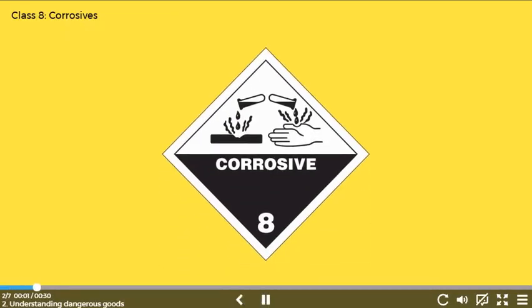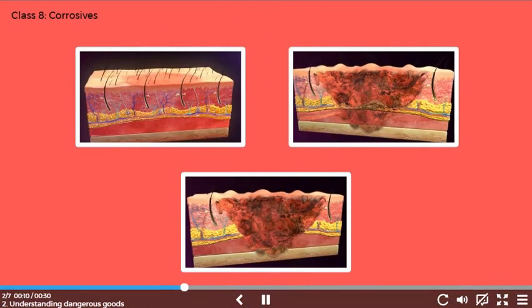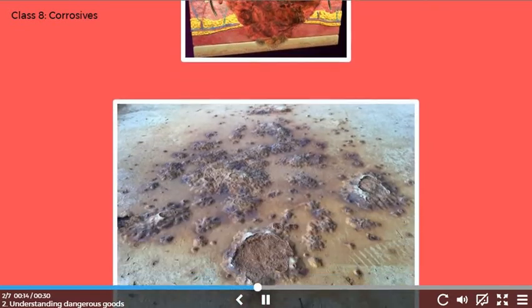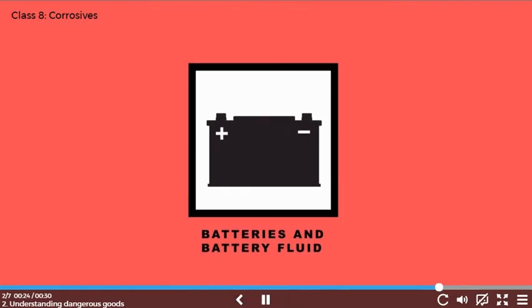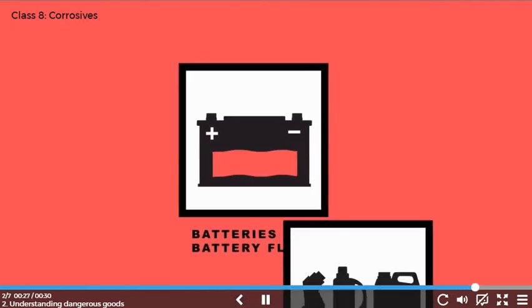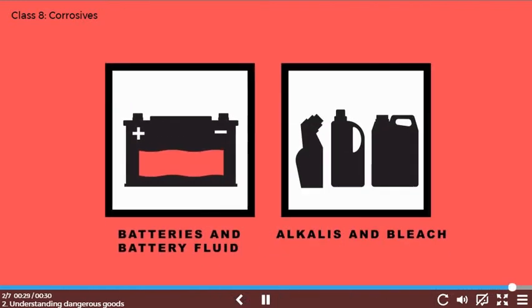Corrosives are substances that chemically react and degrade or disintegrate upon contact with other materials. Corrosives cause severe damage when in contact with living tissue. In the case of leakage, corrosives may damage or destroy surrounding materials, such as metal, glass, and earthenware. Common examples include lead-acid batteries and battery fluid, alkalis, and bleach.